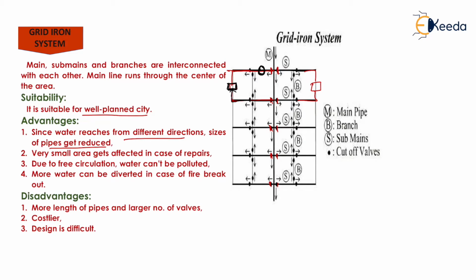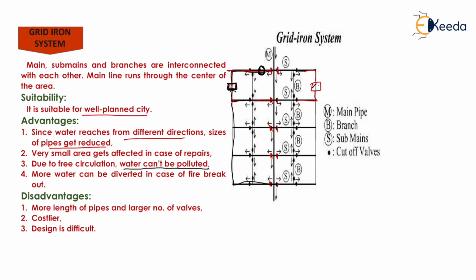Now next one will be due to free circulation. Here the free circulation of water will be there. Due to free circulation of water, water cannot be polluted, as in the case of dead end system, in which the water stagnation will be a very severe problem.